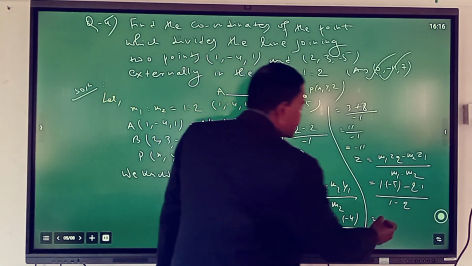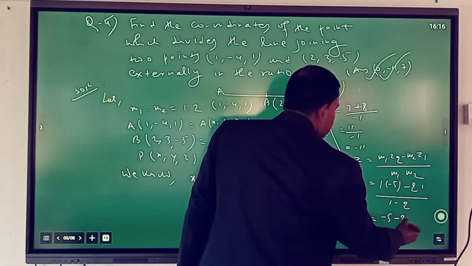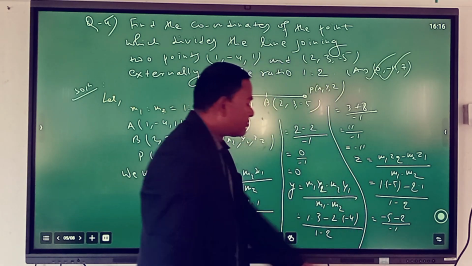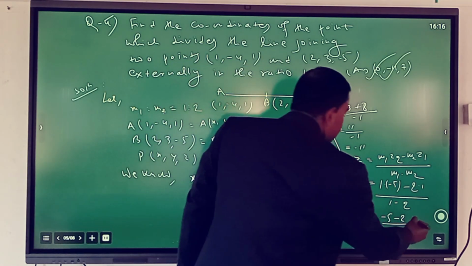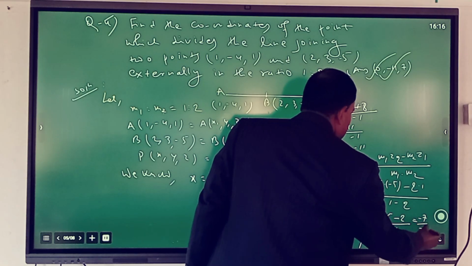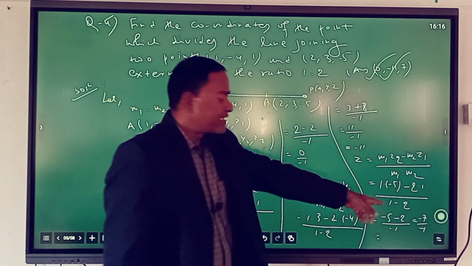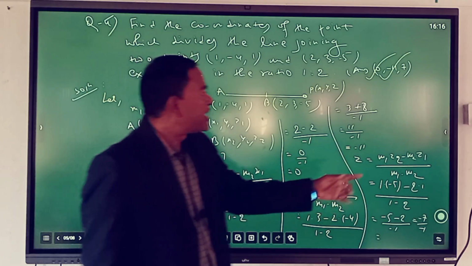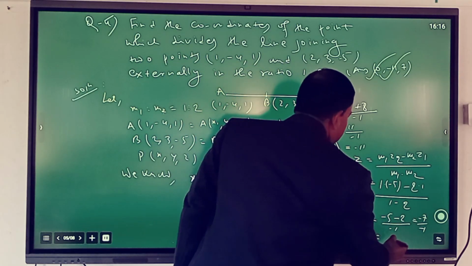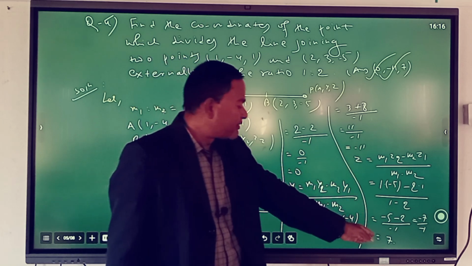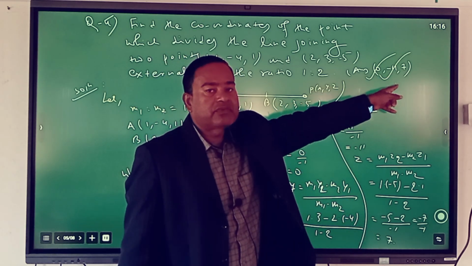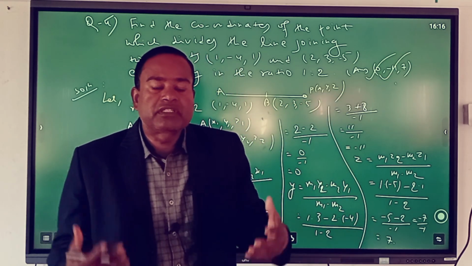So let's do the calculation. Minus 5 minus 2, which is equal to minus 7, and minus 7 divided by minus 1, minus minus will cancel. Then finally we get the value of z equal to 7, which is also correct according to the answer of this question.